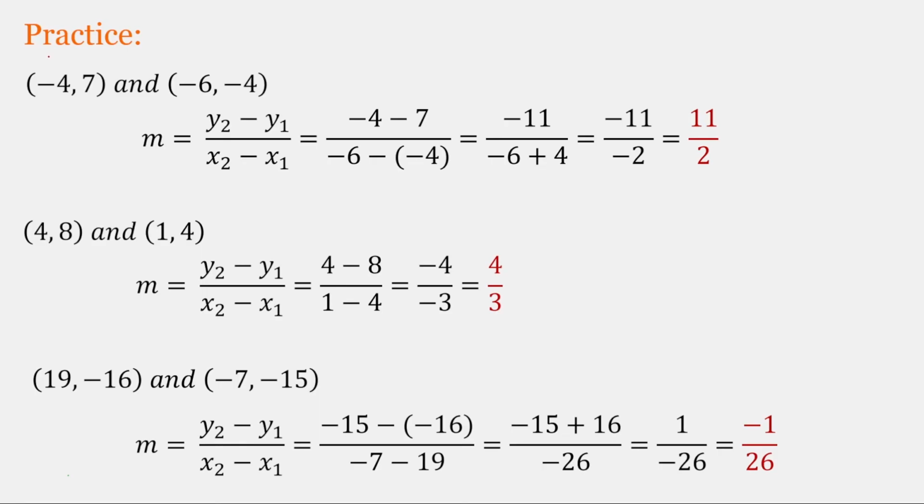So in each of these cases, I did treat the first point listed as point 1. So this is x sub 1, and this is y sub 1. And then the second point had the coordinates x sub 2 and y sub 2. So for the first pair of points, we get a slope of 11/2. For the second pair, 4/3. And for the third, negative 1/26.